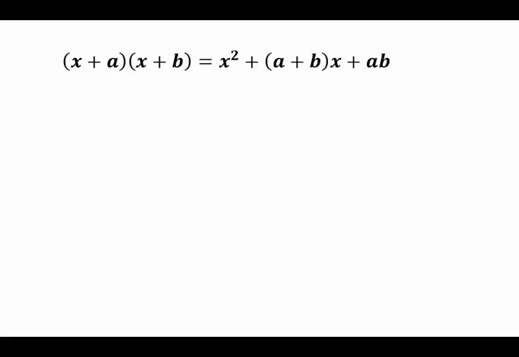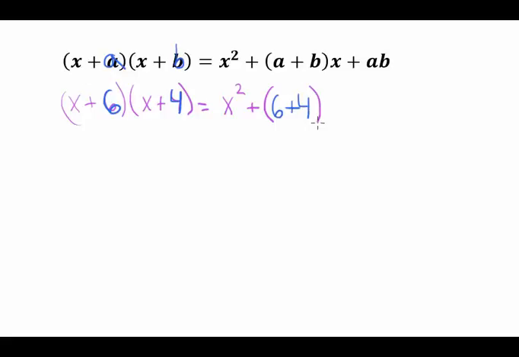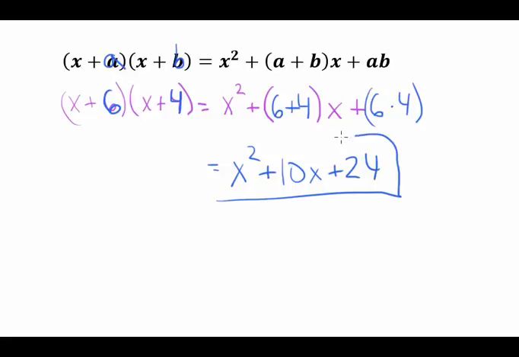This is nothing more than what we were just looking at. So let's take a look at our first example: x plus 6 and x plus 4. This is nothing more than saying that x plus 6 times x plus 4 is equal to x squared plus, here a is 6, so plus 6 plus, here b is 4, 6 plus 4, the coefficient in front of the x term, plus a times b, which is 6 times 4. We can write that out as x squared plus 10x plus 24, exactly what we found in three different ways before.